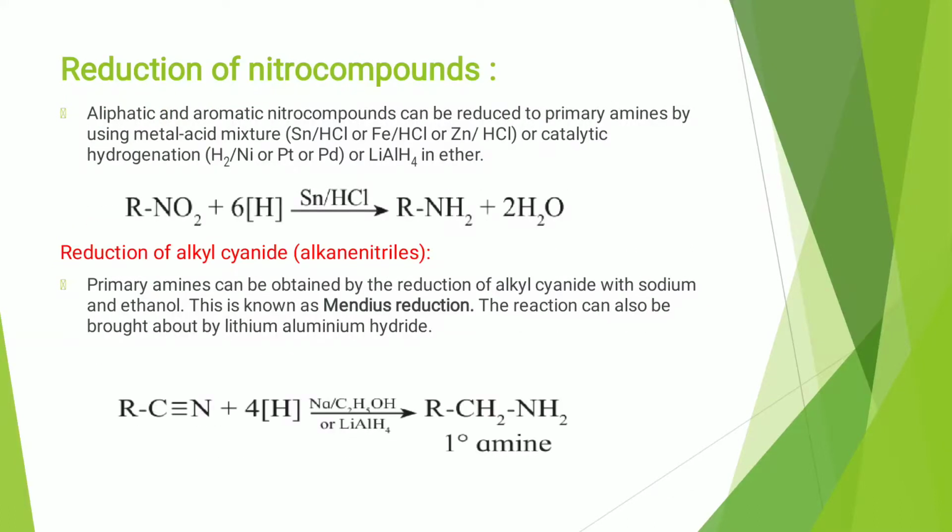By reduction of nitro compounds using tin and HCl or Fe and HCl or zinc and HCl, the RNO2 group is converted into primary amine RNH2 plus water. By using a reducing agent like sodium and ethyl alcohol, that is Mendius reduction, alkyl cyanides RC triple bond N are converted into primary amines. We can also use lithium aluminum hydride. RC triple bond N is converted into RCH2NH2.